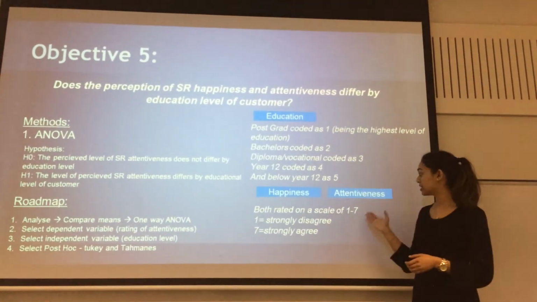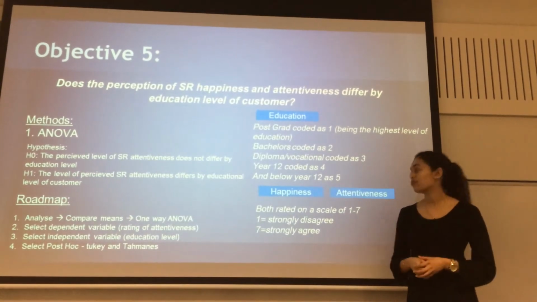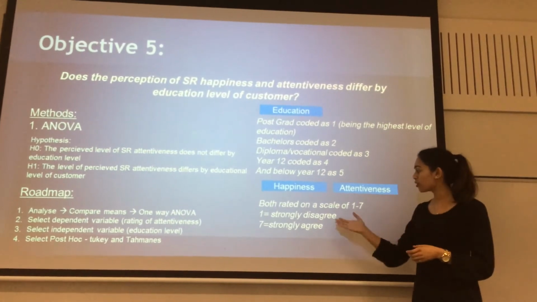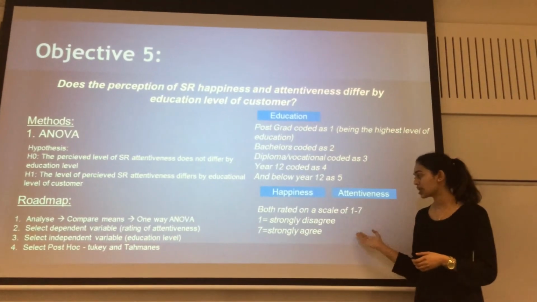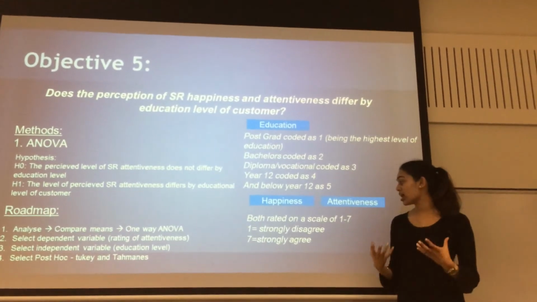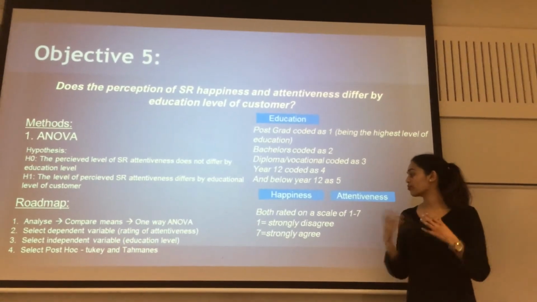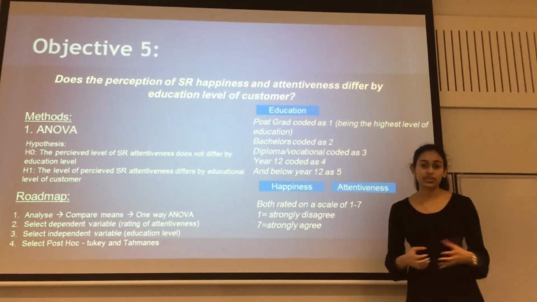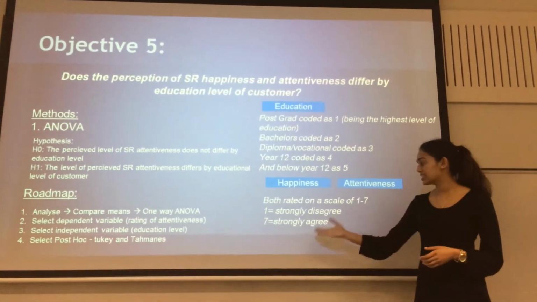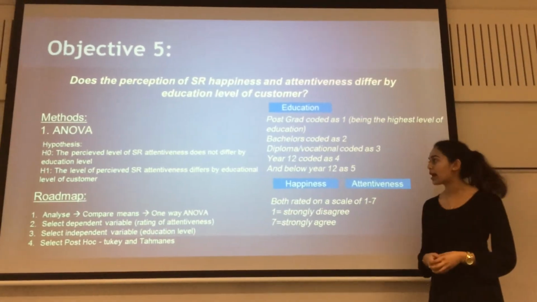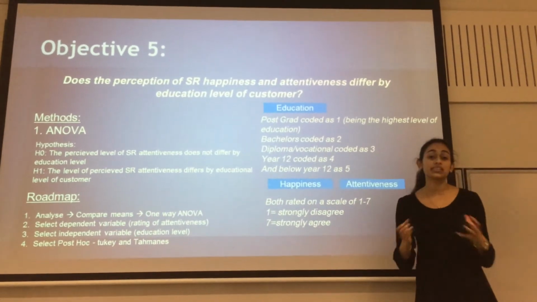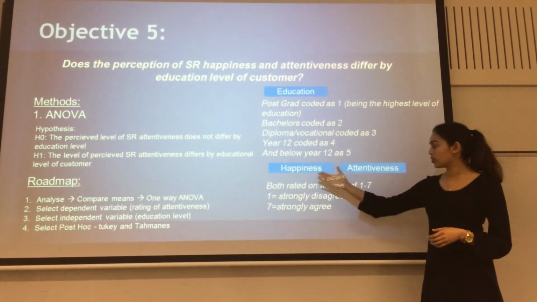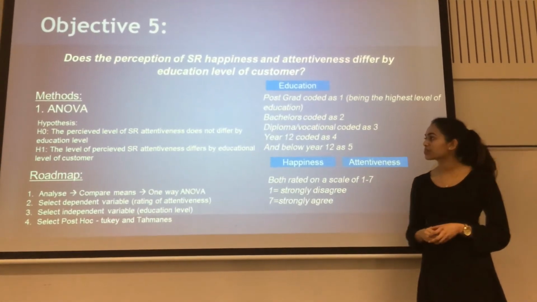Looking at the happiness and attentiveness attributes, which are rated for the service representative, we know that these are scale variables because both are rated on a scale of 1 to 7. 1 indicates that the customer strongly disagrees. So for example, if the customer said the happiness is rated as 1, it means they strongly disagree that the service representative is happy. And 7 means that they strongly agree that they're happy. The method we're going to use is ANOVA because ANOVA is suitable for scale variables, and we know that we're dealing with the scale variables happiness and attentiveness.